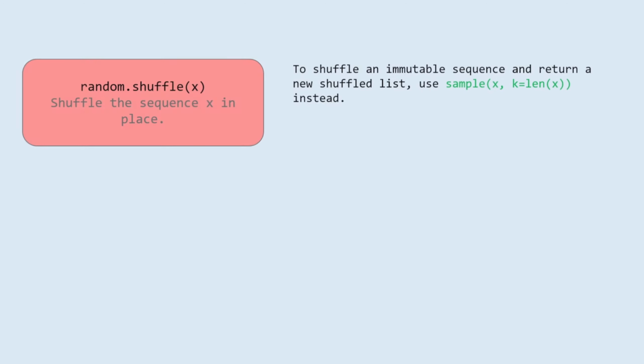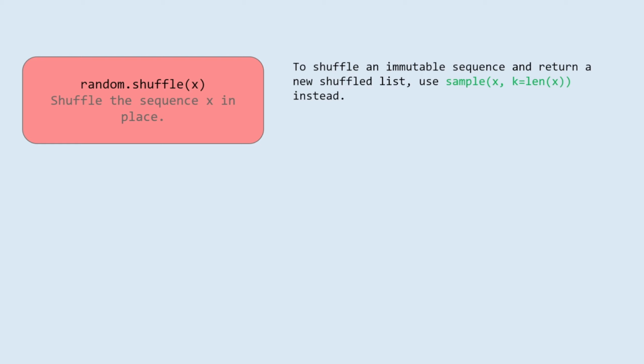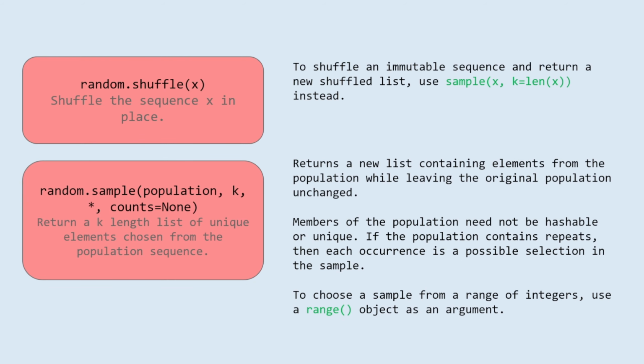shuffle, shuffle the sequence x in place. To shuffle an immutable sequence and return a new shuffled list, use sample with the len function instead. sample, return a k-length list of unique elements chosen from the population sequence. Returns a new list containing elements from the population while leaving the original population unchanged. Members of the population need not be hashable or unique. If the population contains repeats, then each occurrence is a possible selection in the sample. To choose a sample from a range of integers, use a range object as an argument.